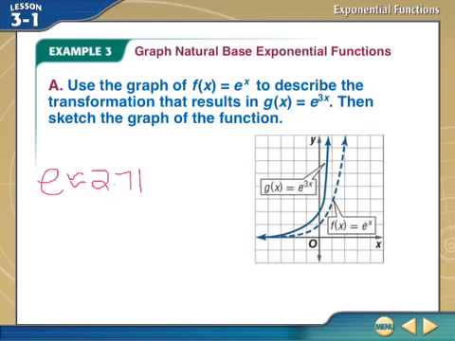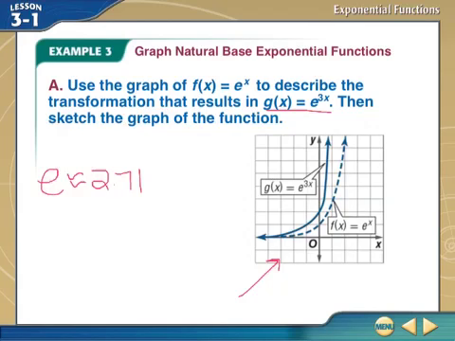Now, for part A, we're asked to use the graph of f of x equals e to the x to describe the transformation that results in g of x equals e to the 3x. We are then going to sketch the graph of the function. You can see that the graph's already provided here, but we do need to describe the transformation that results in g of x from f of x.